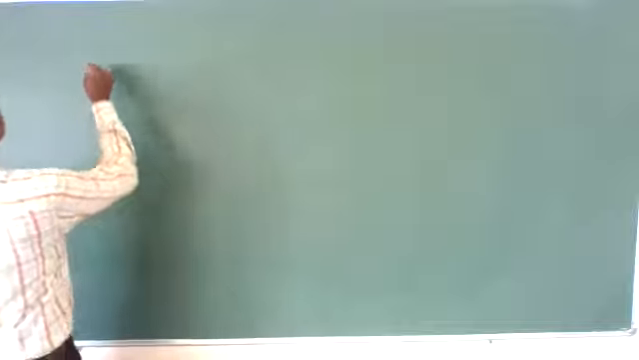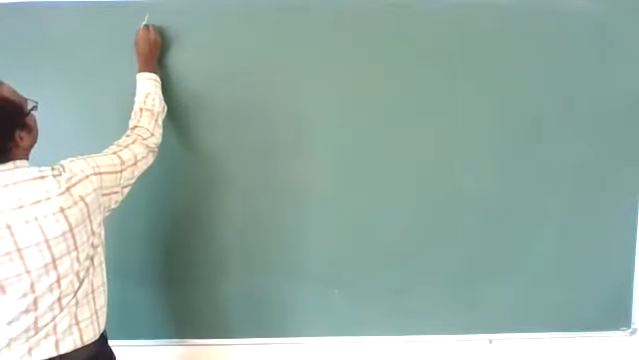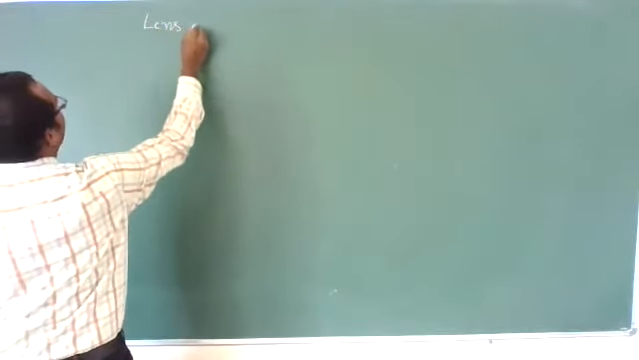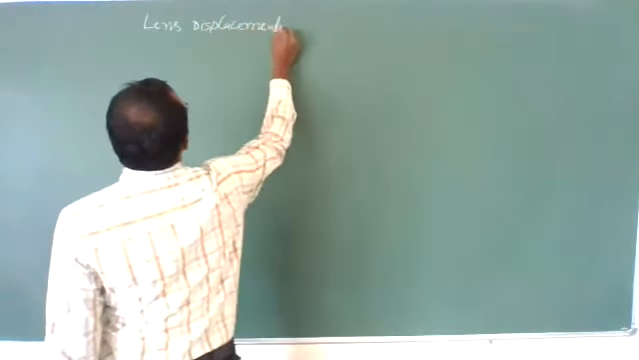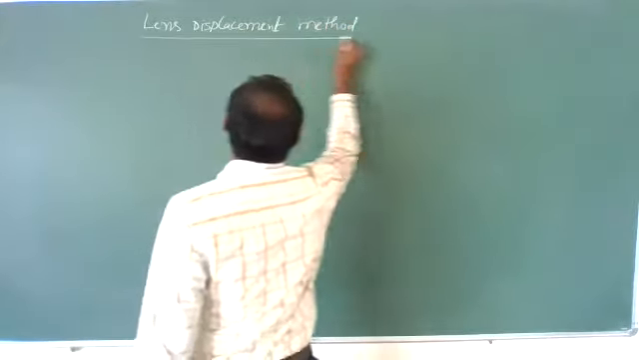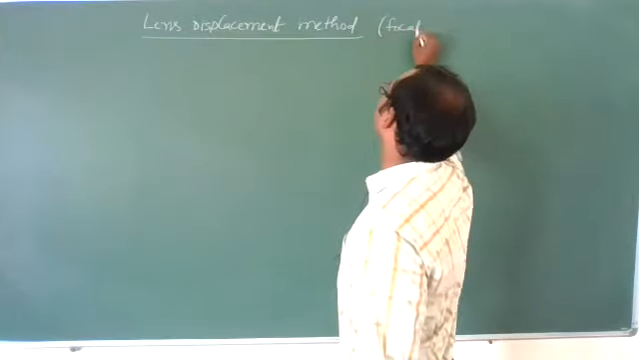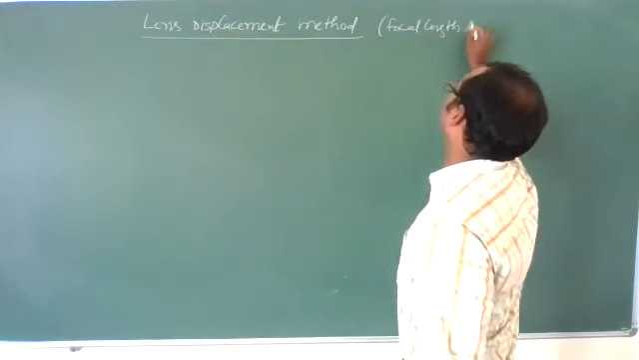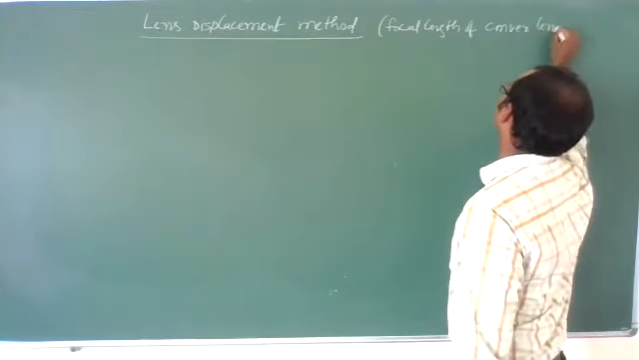Now there is one important method to find the focal length of a convex lens. That method is called the lens displacement method. Lens displacement method, and this method we will use to find the focal length of a convex lens only.